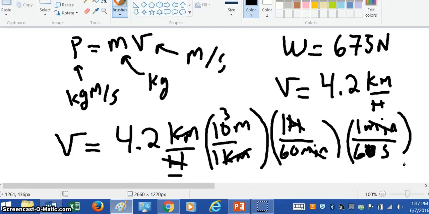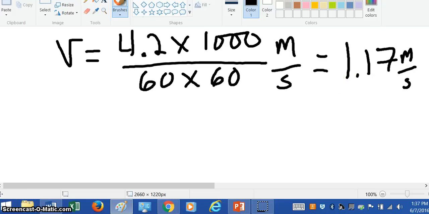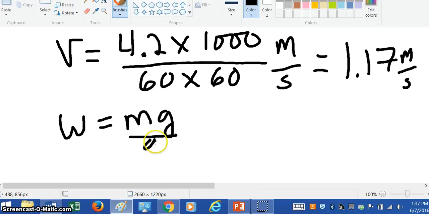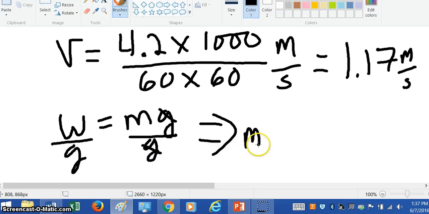Let's go back to the weight of the person. So here's of course the weight, 675 newtons. But remember, I had this in one of the last videos, that if we know the weight, we know the mass, right? Because the weight is the mass times little g, which is of course 9.8. So now we can solve for the mass, all right?